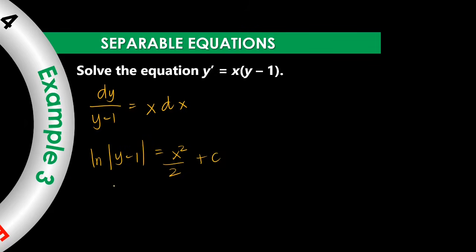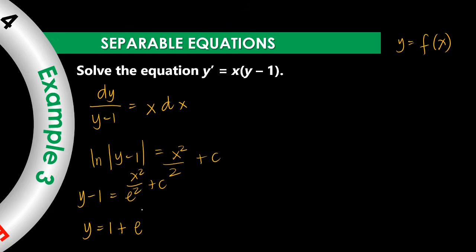plus c. But again, as much as possible, we would like to express our answer as an explicit function of x, y as a function of x. So to do that, we will raise both sides of the equation to e. On the left side we get y minus 1, and on the right hand side, we will get e to the x squared over 2 plus c. So I can transpose this 1 to the other side so that y will be left alone on the left side.